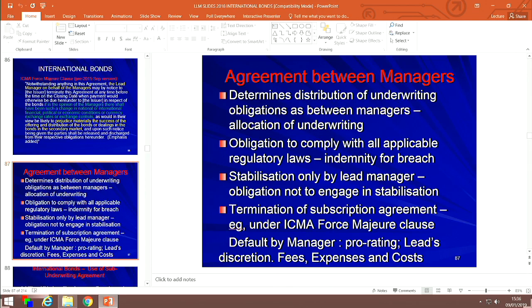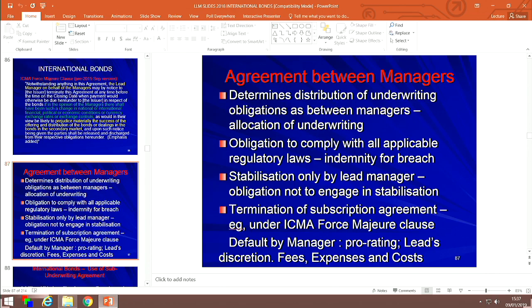And that's how the distribution will occur, through the legal mechanisms contained in the subscription agreement and the agreement between managers. The other thing that it achieves is to impose an obligation on all of the managers to comply with all applicable regulatory laws. And that's quite a major task, because you're talking about US regulatory law, EU regulatory law, Japanese regulatory law, Singaporean, Hong Kong, all the jurisdictions which are applicable. And that's an obligation which they must comply with, and if they fail to comply with it, another clause kicks in.